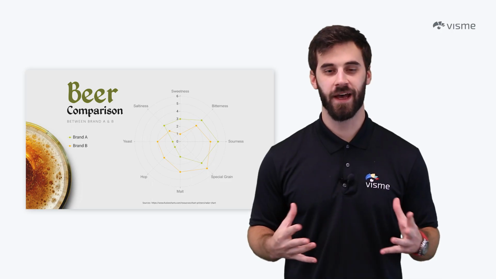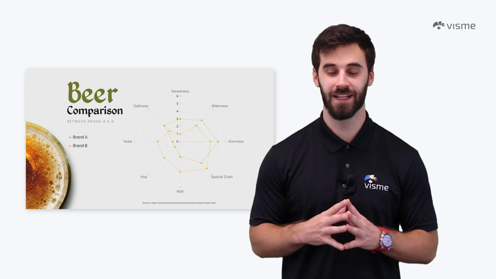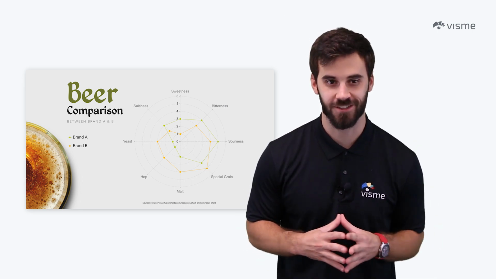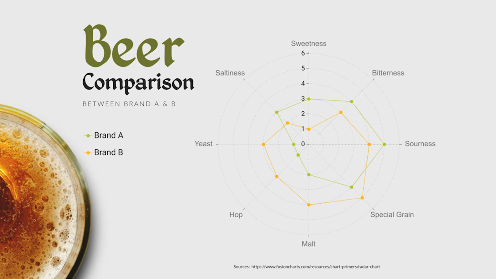You may have heard them as web charts, spider charts, or maybe even polar charts. We like to call them radar charts. These are excellent when comparing characteristics of 2 alike things. See here, comparing the varying tastes and ingredients of 2 different beers.